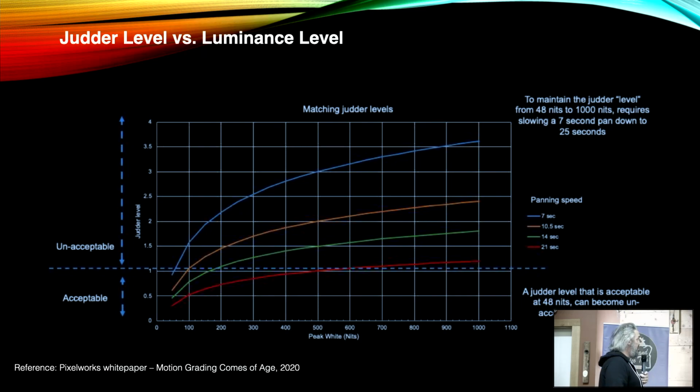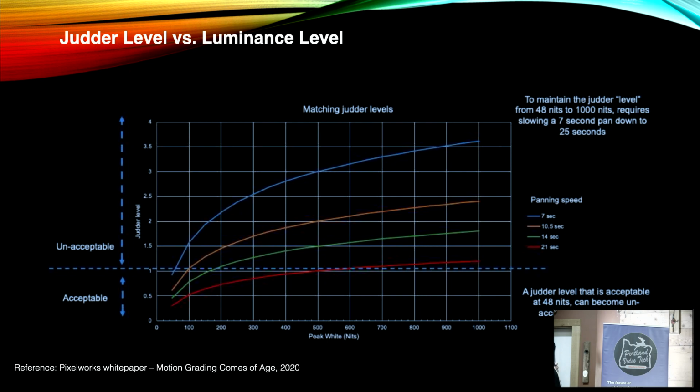So let's just take a look at this from a little bit of a technical perspective. Generally speaking, there was an old rule of thumb around a 7-second pan for a 48 nit screen. And you can see here what this chart does on the y-axis is this is the judder. It's normalized at 1, so everything above the 1 line is considered unacceptable, everything below is acceptable. The different colored lines represent different pan speeds, which introduce motion into the scene. And then the x-axis is the peak white point, or effectively nits of a screen.